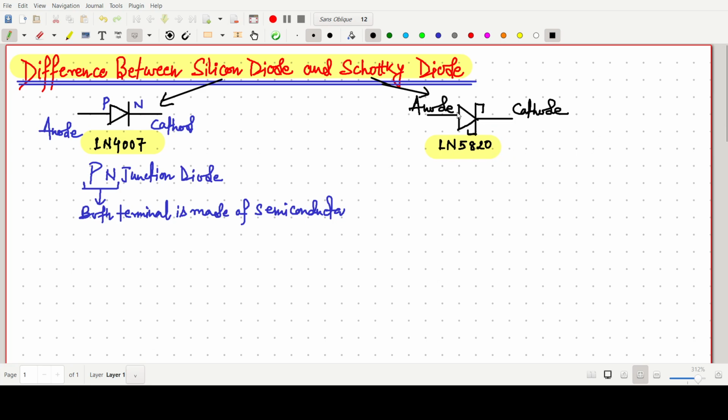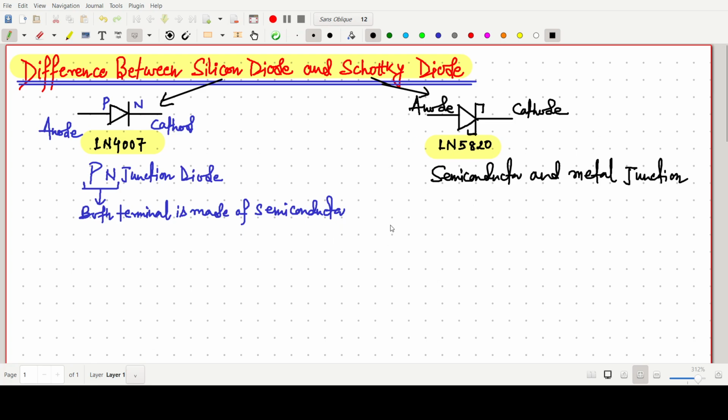In the Schottky diode there is a semiconductor and metal junction. Basically this is a metal to semiconductor junction, made of semiconductor and metal. It is not a simple PN junction. This one consists of a semiconductor and metal junction.